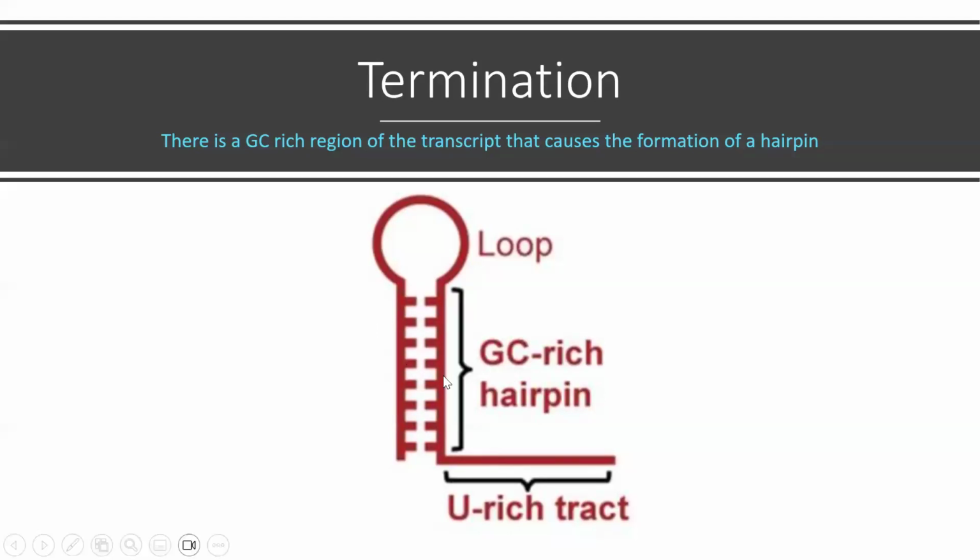And then you get a U-rich tract, which is going to mean that when you hit that AT-rich region on the DNA, you make a bunch of U's. And so this is going to be weaker hydrogen bonds because there's only 2 hydrogen bonds there. And that hairpin is actually going to put strain on that weak U-rich tract. And that U-rich tract is then going to cause the RNA polymerase to stall up and break loose from the DNA.